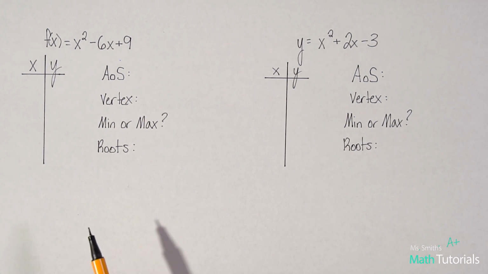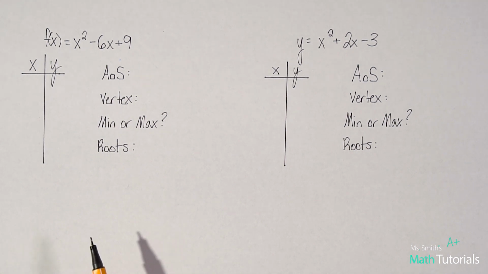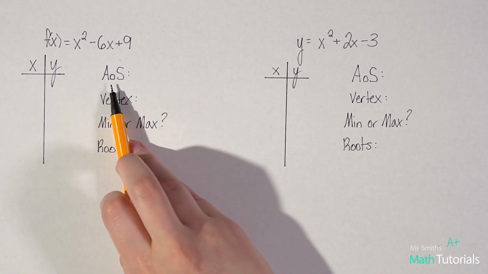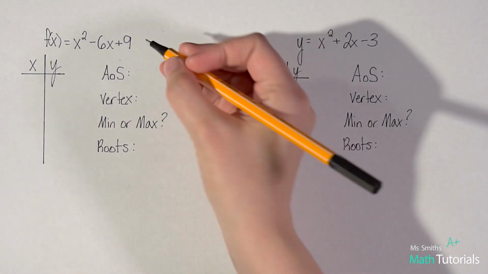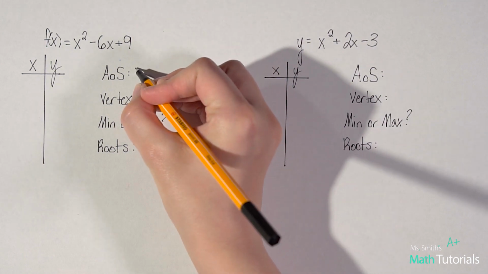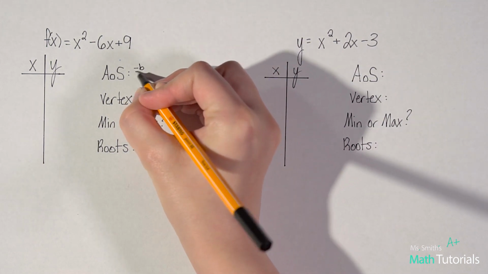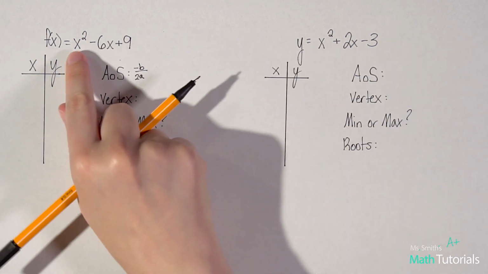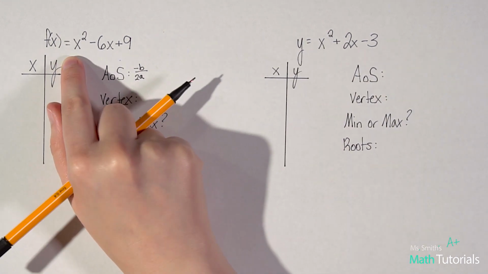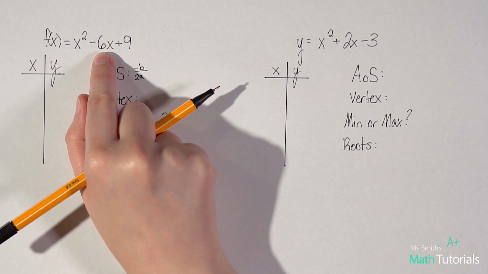The first thing that I need to find is my axis of symmetry. If you recall, on the last page we showed you the formula, and the formula was negative b over 2 times a. Remember, this is your a value, the coefficient there, and this is your b value.